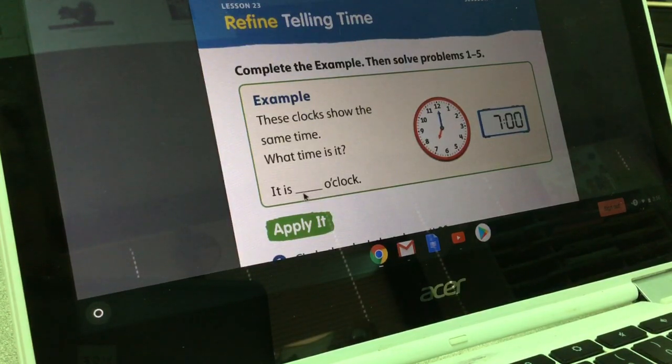So down here, it is blank o'clock. What have we said, everyone? 7 o'clock. Either way you look at it, it tells you 7 o'clock. Please put a 7 on this line.